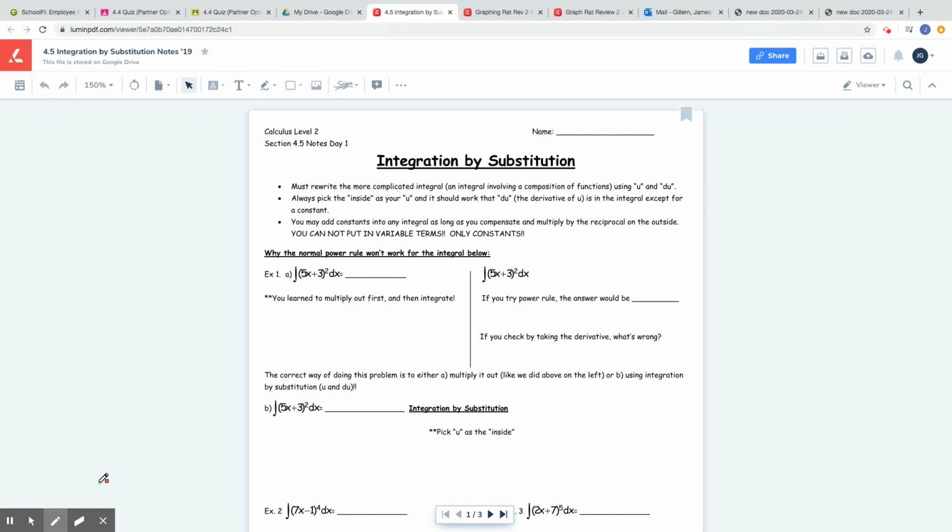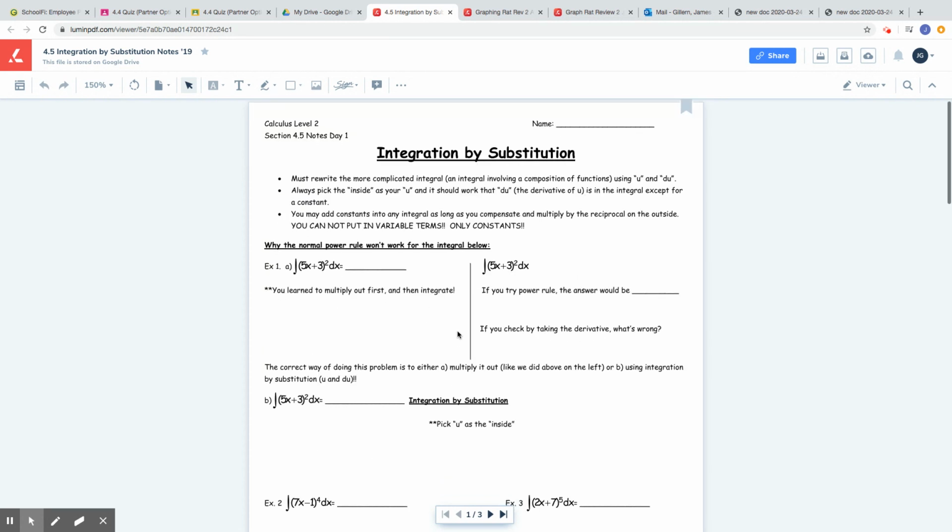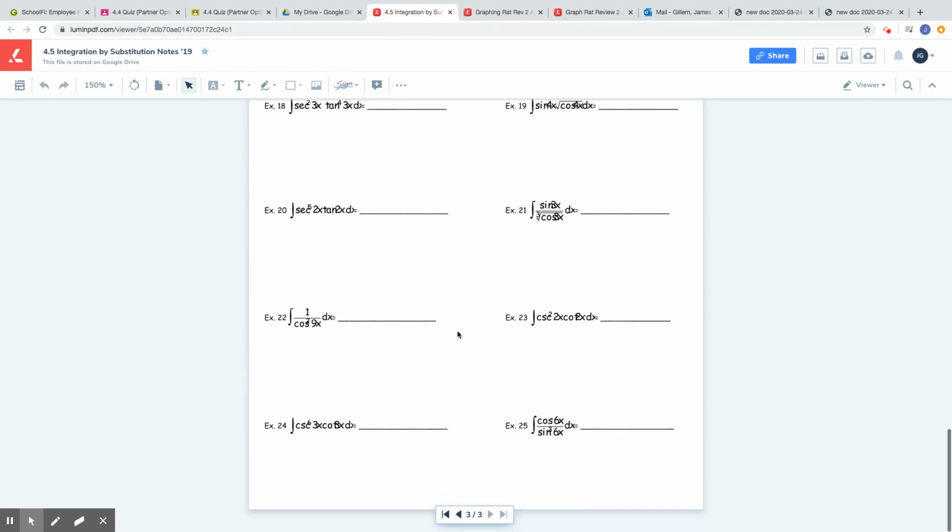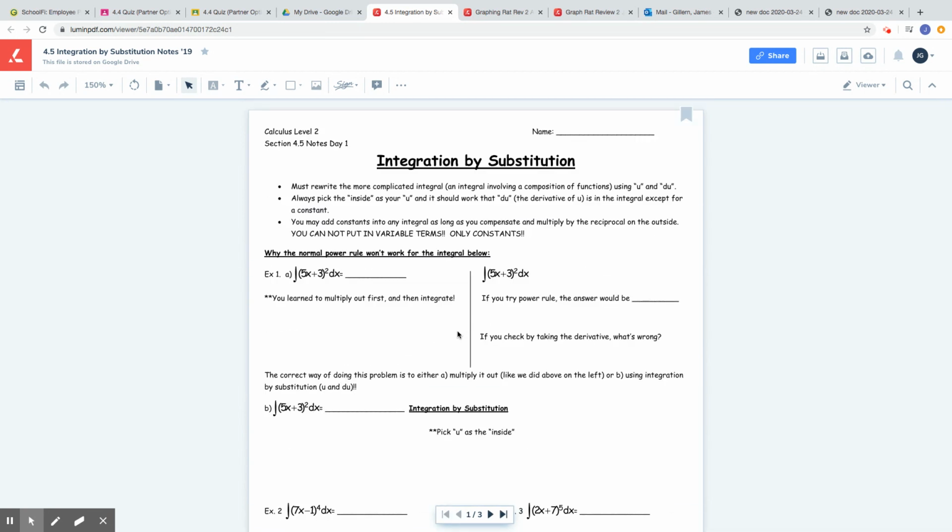We are going to start our next section, which is a big and important section. It's integration by substitution, and we're going to really take our time with this. If I scroll down this note sheet, you can see all of the different examples that there are. I'm going to break this down into really small chunks. It's an important topic to learn, and I want to make sure that we have a good understanding of this. So I'm really going to chunk it up into smaller segments.